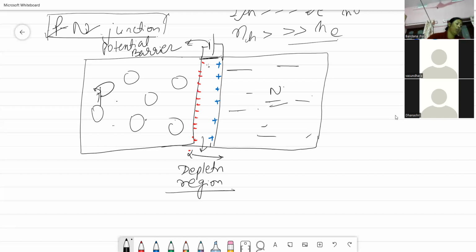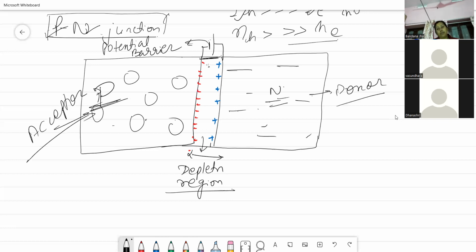Very good. So here the positive charge is my acceptor, and the negative charge is the donor. Correct? This thing we have studied right now. And this is my depletion region. Any doubt here? This is also known as potential barrier or barrier potential. Doesn't matter at all.